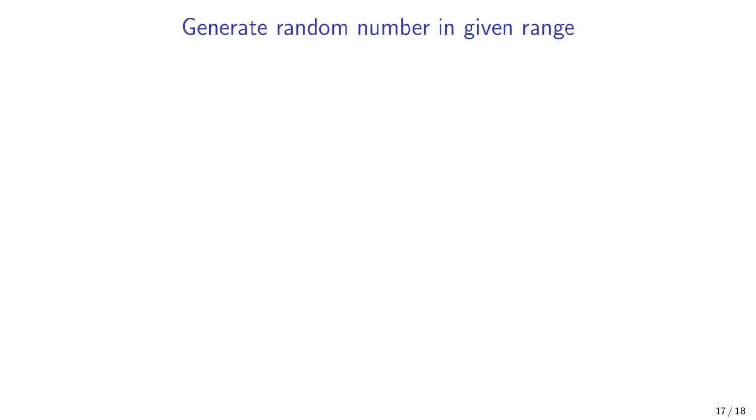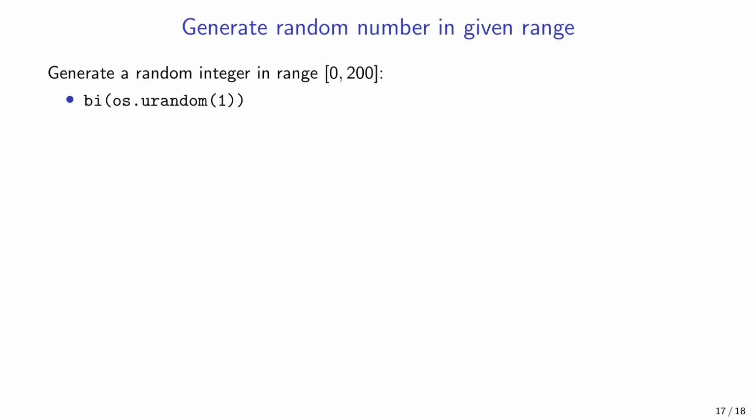Since you will have to generate a random nonce in a specific range, let's look at how to generate a random number in a given range. So let's say that we have to generate a random integer in range 0 to 200, but our random number generator is only able to give us random bytes. So what can we do to get a random integer in range from 0 to 200? The first idea is that we can get one random byte and convert it to integer. However, the problem is that one byte can contain values from 0 to 255, so if the returned byte value is larger than 200, we are in trouble.